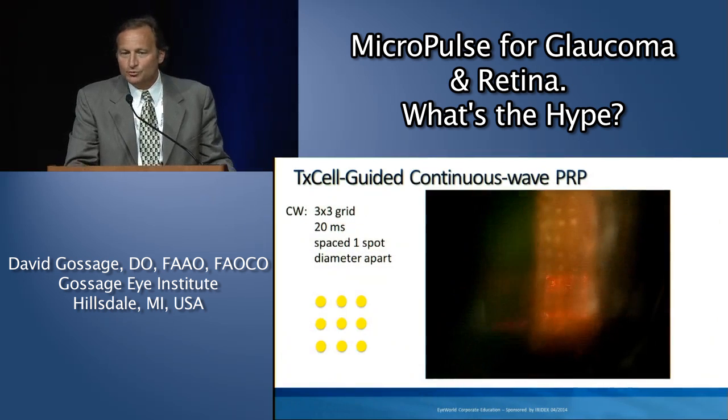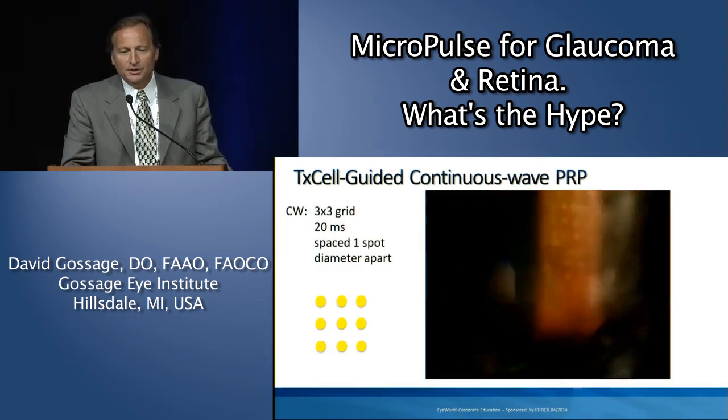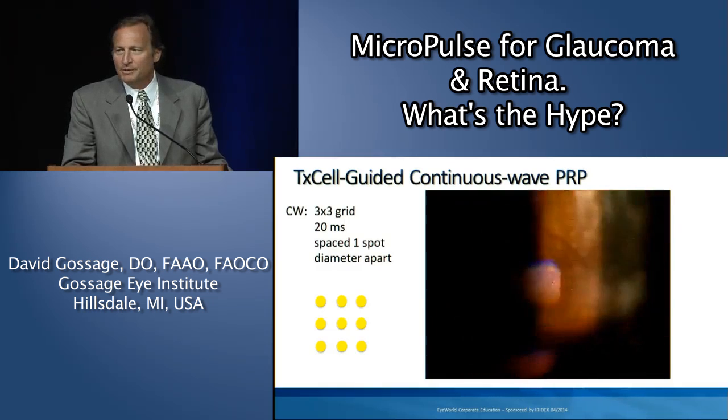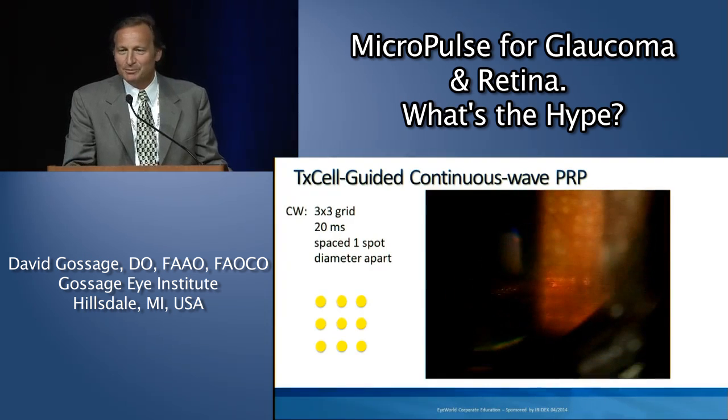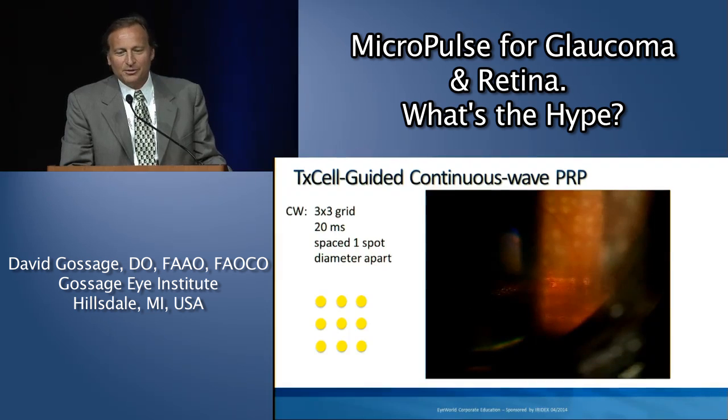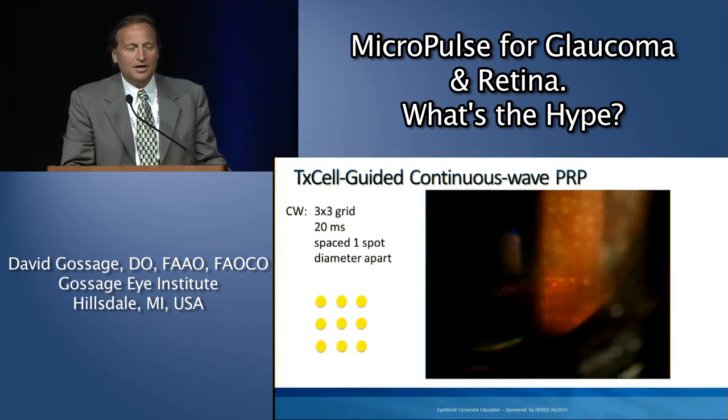This is in the continuous wave mode, so this is me doing a PRP. It's very nice. I do a 3x3 grid. You can do it up to a 7x7, but in my hands, it's just a little bit sloppy, so I stick with the 3x3. It seems to work very quickly. Patients tolerate it fairly well, and it's a great way of just getting the applications in, and it looks really nice afterwards.